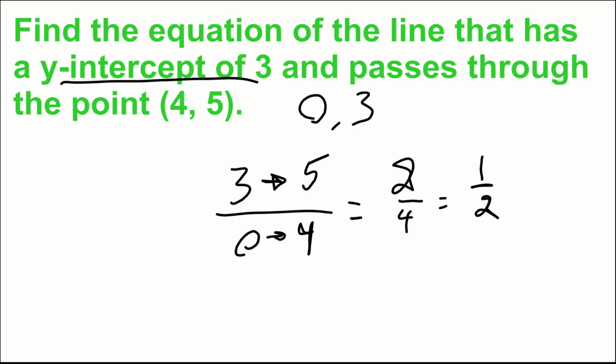Okay? All right, who can give me my equation here? Jacob? Yeah. So once we got the slope, we already got the y-intercept, so it's just y equals 1/2 x plus 3. Any questions?